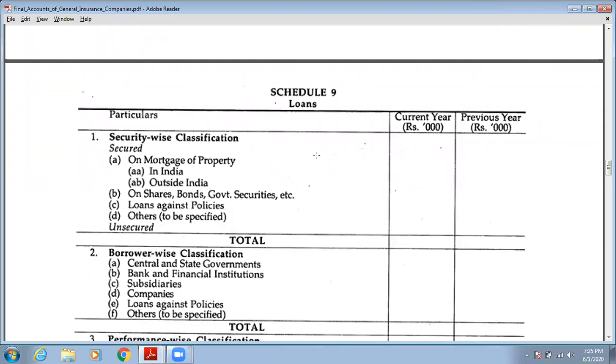On mortgage of property in India or outside India, if you take any secured loan, that means you have taken a loan from a bank or a financial institution, and in place of that you have mortgaged some of your assets. In simple language, you have kept your assets with the bank or institution as pledge. That kind of loan will be known as secured. Loans against which you have not kept any security will be known as unsecured. So first you will do the security wise classification of loans: all the secured loans and then all unsecured loans.